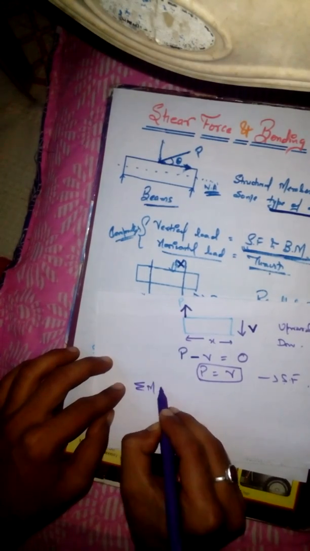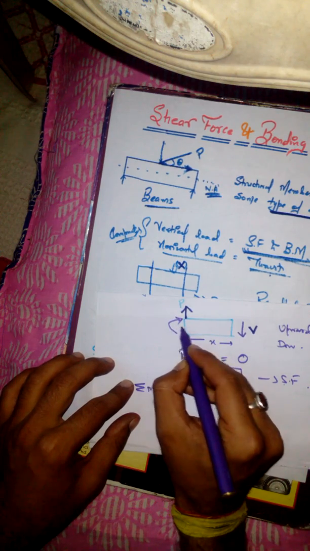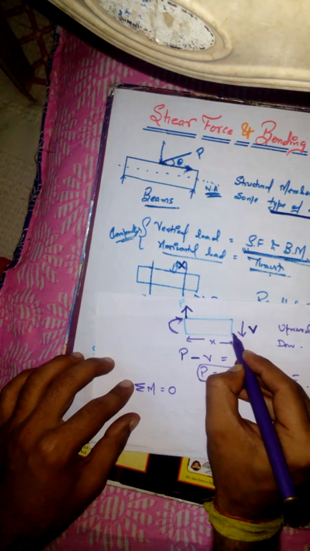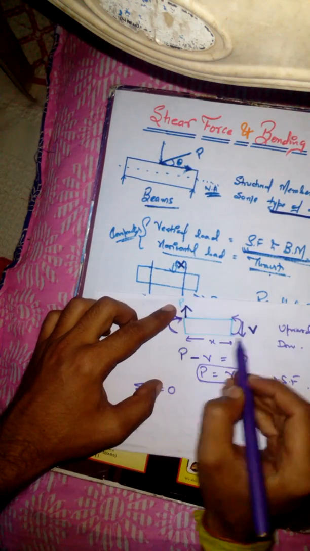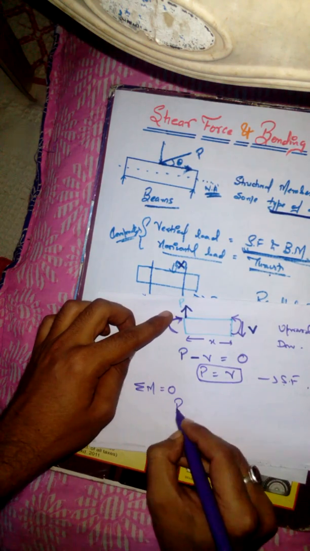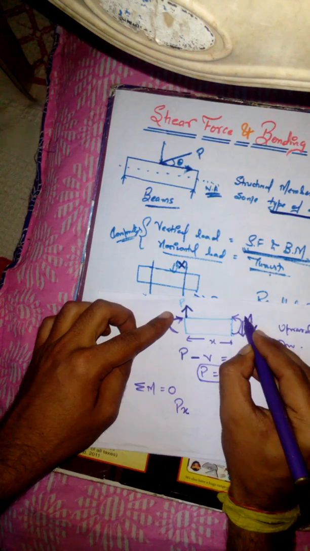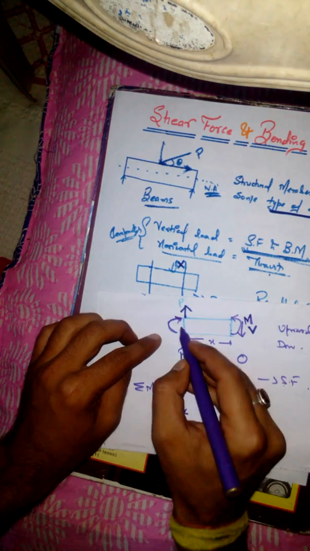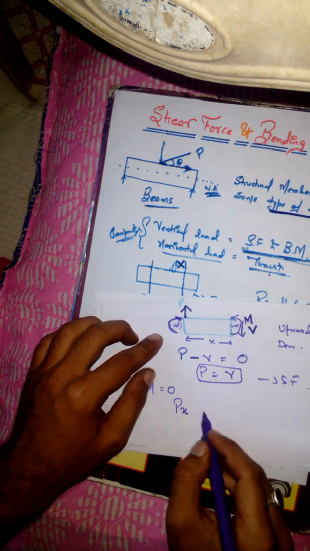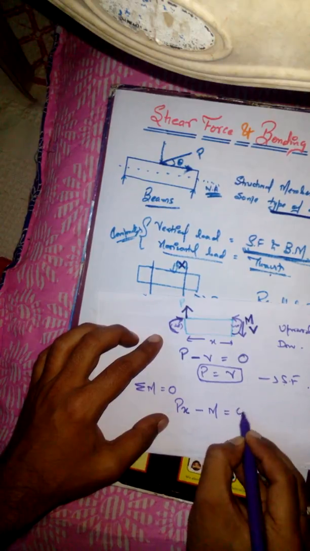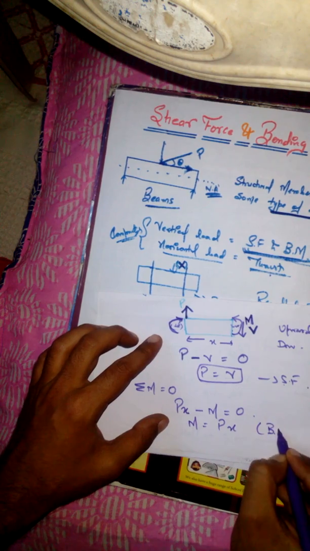Similarly, the summation of moments here should be 0. It is clockwise here and anti-clockwise here. The moment generated here is P into x, and the resisting moment is M. Clockwise is taken as positive and anti-clockwise is taken as negative. So Px minus M equals 0. Due to this, the moment is equal to Px. That is called the bending moment.